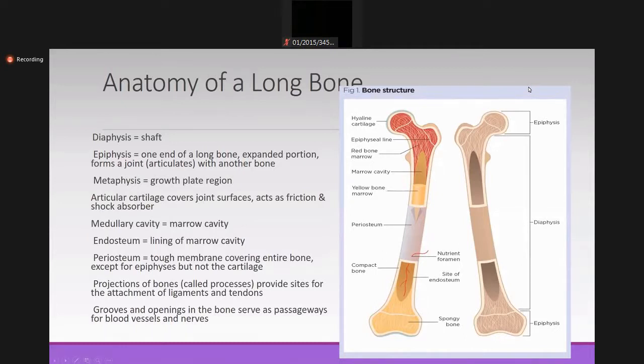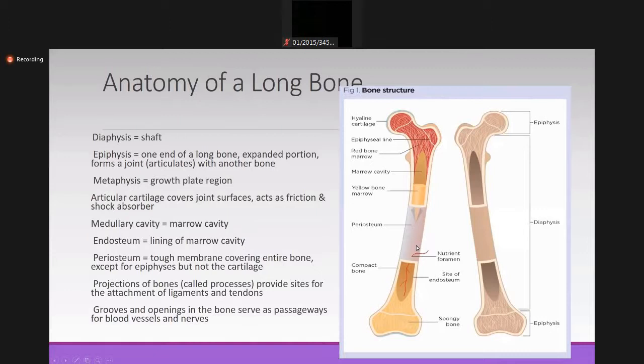The parts of the long bone that you have are the diaphysis and the epiphysis, and in between the two you have a small area which is known as the metaphysis. The epiphysis is the expanded end of the long bone, which forms a joint and articulates with another bone. The metaphysis is the growth region, the growth plate, where the growth of the bone takes place, whereas the diaphysis is the shaft of the bone.